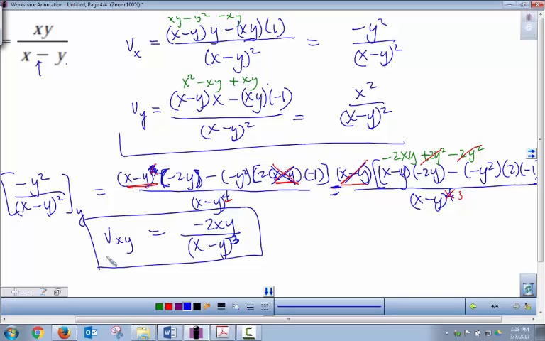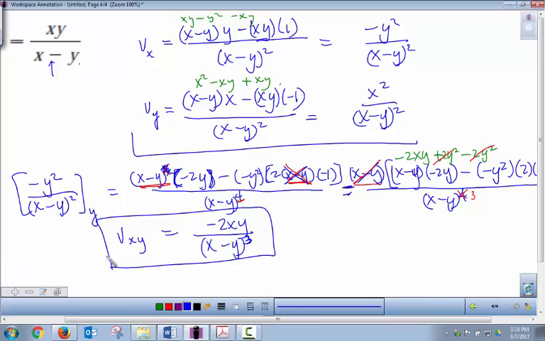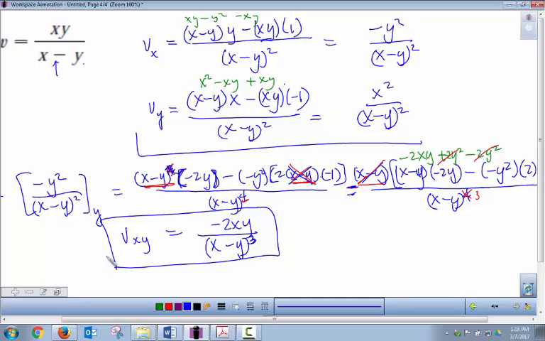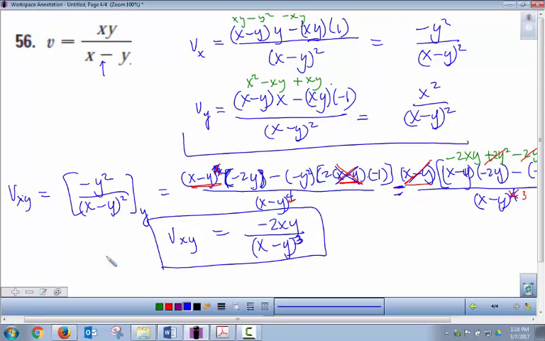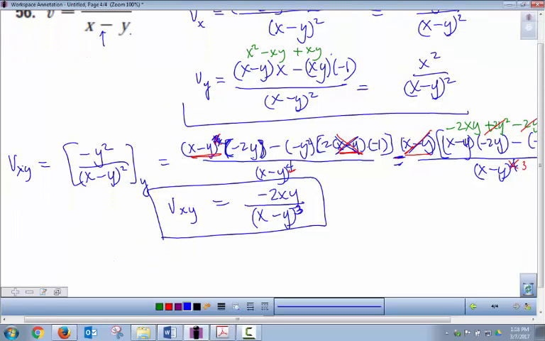All right? So there was just a little bit of calculus and a little bit of algebra involved there. Or, okay, a lot of calculus and a lot of algebra. But we got a simplified answer. And now let's find the other one to see how it compares. So the other one is Vyx. That's your other mixed partial.